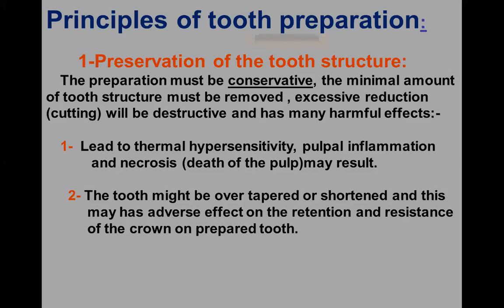Because we are going to cut a vital tooth tissue, it is considered a disadvantage of our work when we compare it with the removable partial denture, which is designed as a restoration without any cutting of a tooth. So the preparation of a crown must be as conservative as you can. The minimal amount of tooth structure must be removed. If there is an excessive reduction or cutting from the tooth structure, we will have the following harmful effects.